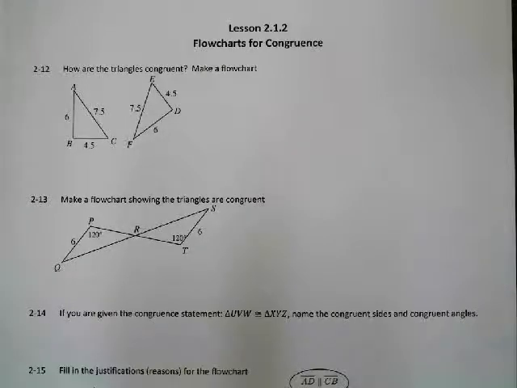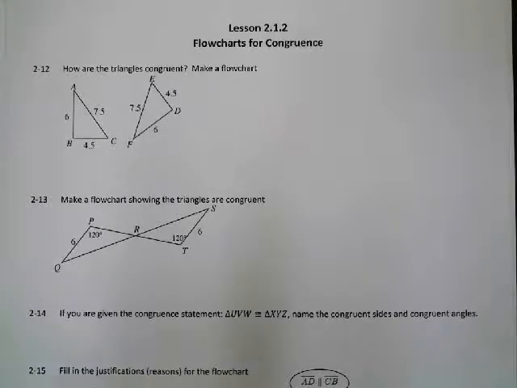We've got lesson 2.1.2, flowcharts for congruence. We already did things like this back in Math 1, so last year you should have done some of this. We're going to go a little bit further this year. Here we've got two triangles, and it says, how are the triangles congruent?